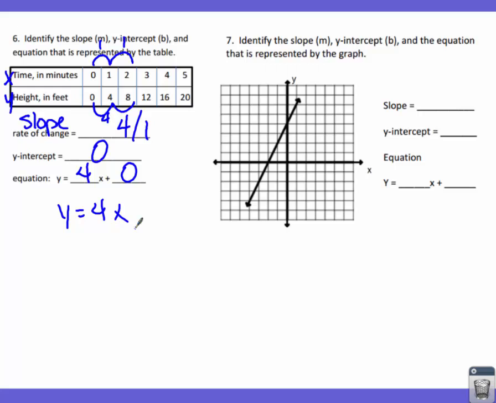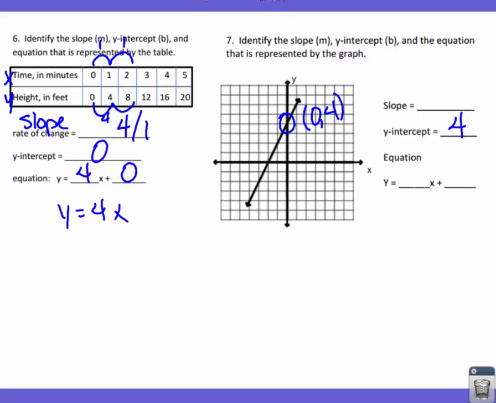All right. Well, the y-intercept again is real simple. Find where it crosses the y-axis. So there's our good point of where it crosses. And what is that point? The point is 0, 1, 2, 3, 4. So our y-intercept is 4.